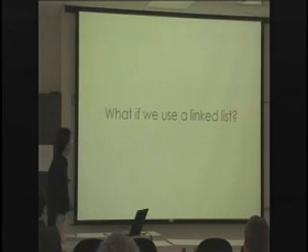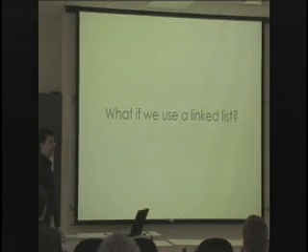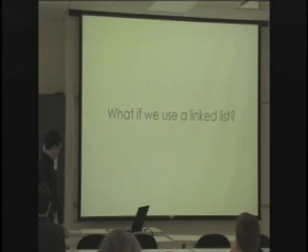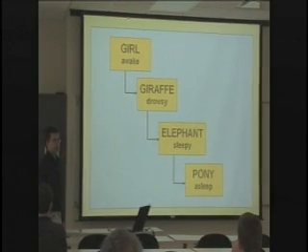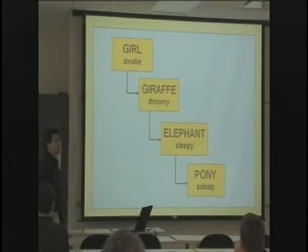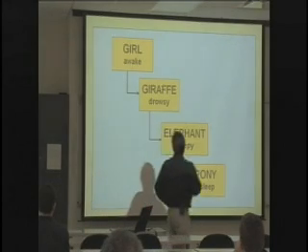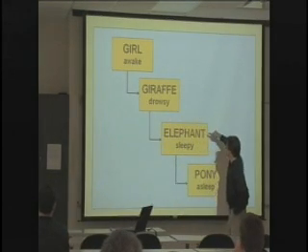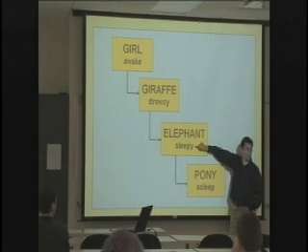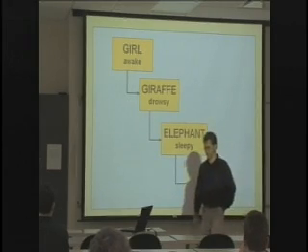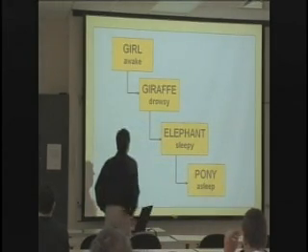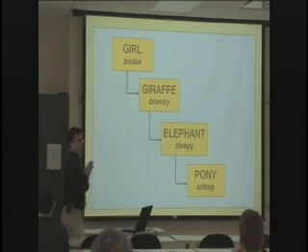Okay. What if we didn't use an array? What if we used a linked list? What if we had a linked list of objects, say, instead of an array? Just say a simple forward linked list. So an object has an animal, a sleepiness, and a next. Simple forward linked list. What would change about the program?